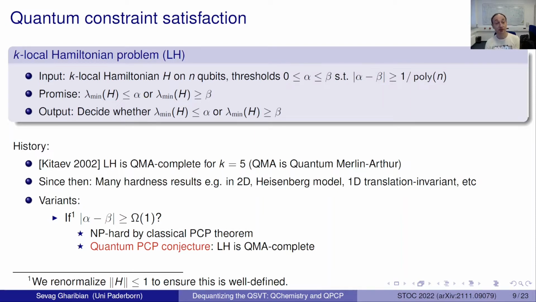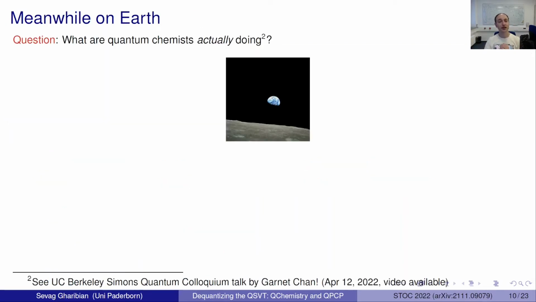Good, so that's the K-local Hamiltonian problem. This is what we as theoretical computer scientists love to play with and pretend that we're important, right? But in the real world, actual quantum chemists who want to solve this local Hamiltonian problem in practice, we need to ask, what are they doing, right?